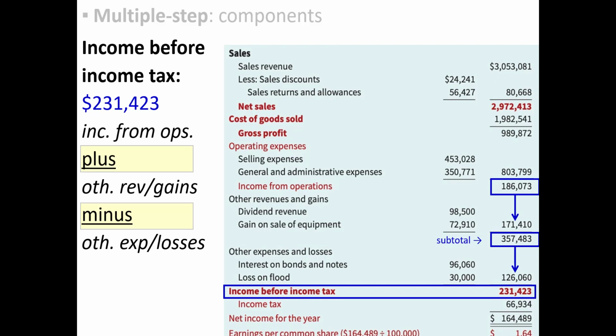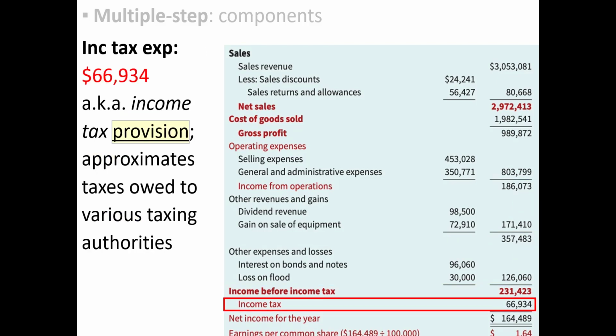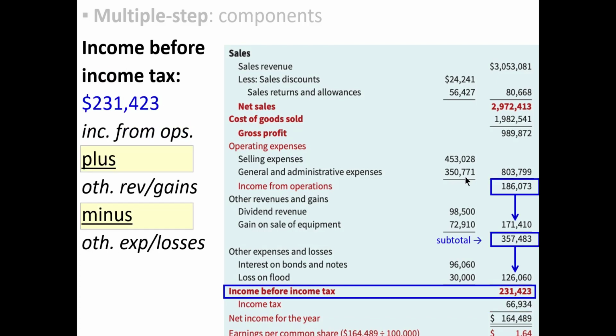All right, so core operations. Let me back this up here. Okay. Check. All right, perfect. Core operations of the business, 186. This is what happened during the period. Yes, we had other stuff that happened. This 171, yay! But it's infrequent and or unusual, so let's not get excited.